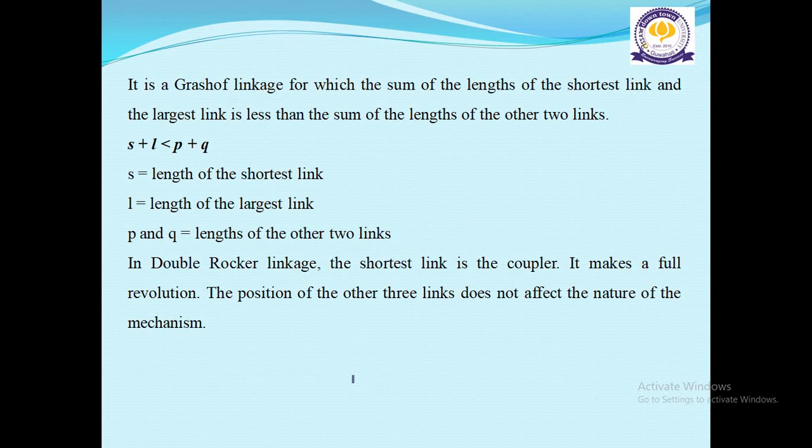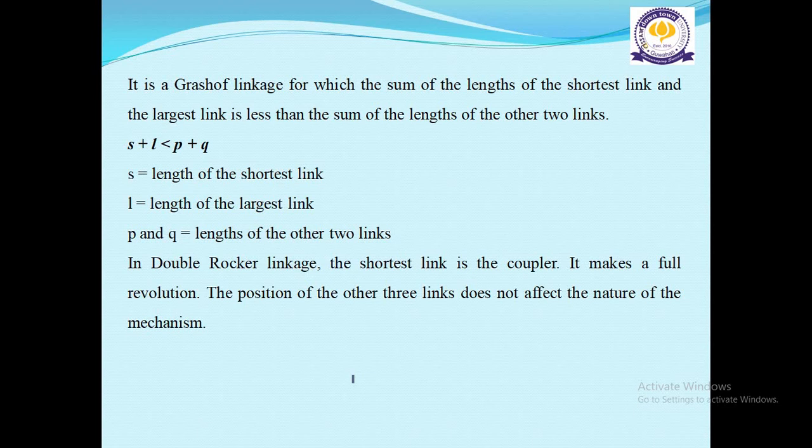It is a Grashof linkage for which the sum of the lengths of the shortest link and the largest link is less than the sum of the lengths of the other two links. So here S plus L is less than P plus Q. Small s is equal to length of the shortest link, L is equal to length of the largest link, P and Q are equal to lengths of the other two links.